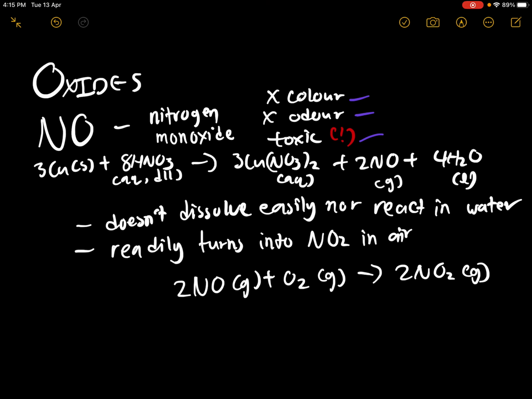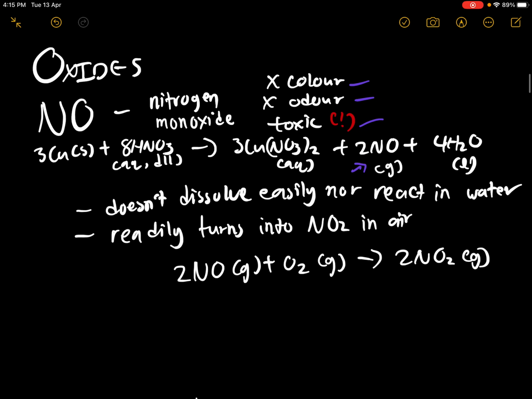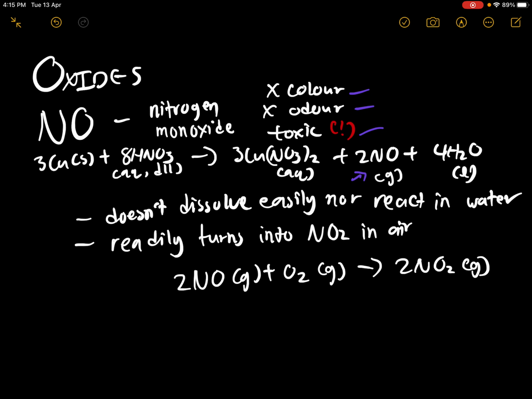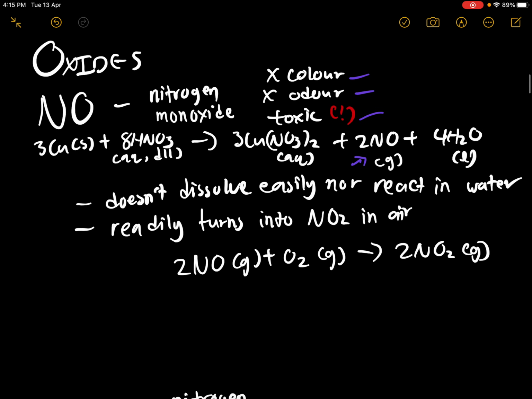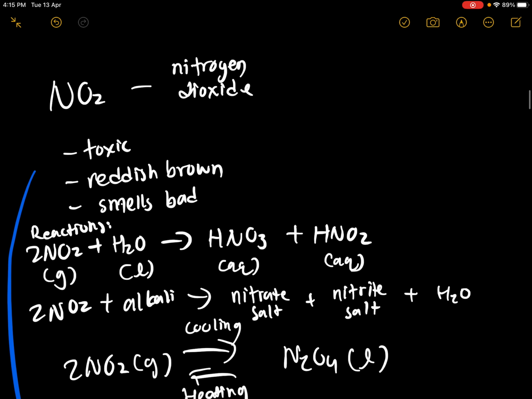The way you get nitrogen monoxide is by reacting solid copper with nitric acid. So when you react solid copper with nitric acid, you get water, copper nitrate, and also nitrogen monoxide in gas form. Nitrogen monoxide does not dissolve easily, nor does it react with water, so you can take it out using the water displacement method as well. And if it's exposed in air, it will readily react with the oxygen to turn into nitrogen dioxide, which is what we're going to talk about next.